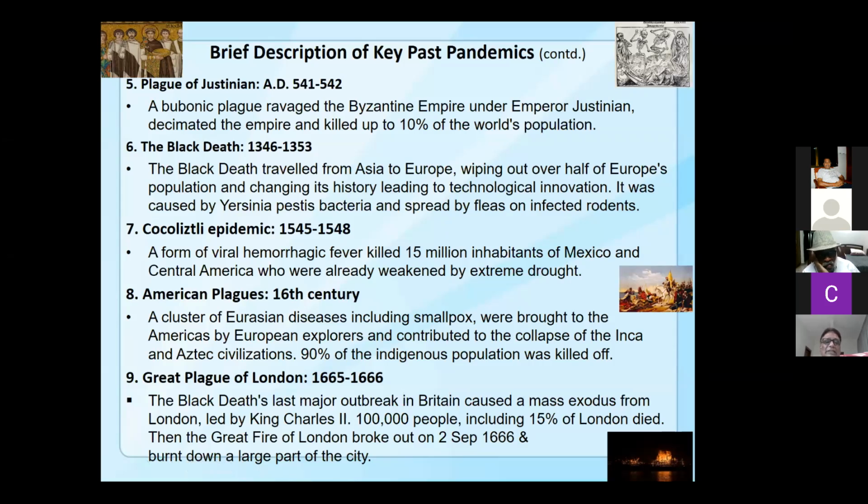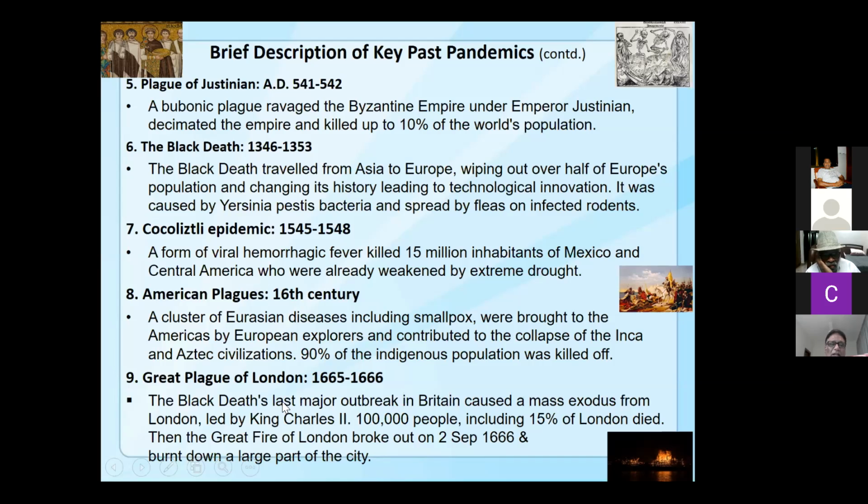Then we moved to the 16th century when we had the American plagues. A cluster of Eurasian diseases, including smallpox, were brought to the Americas by European explorers and contributed to the collapse of the Inca and Aztec civilizations. 90% of the indigenous population was killed off in those days, both by war, but also by these diseases, including smallpox.